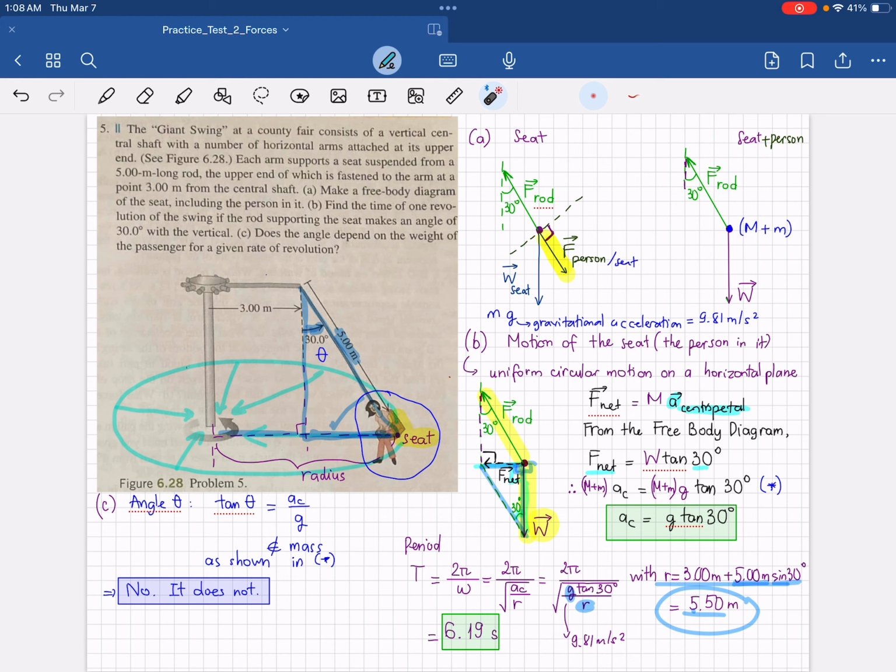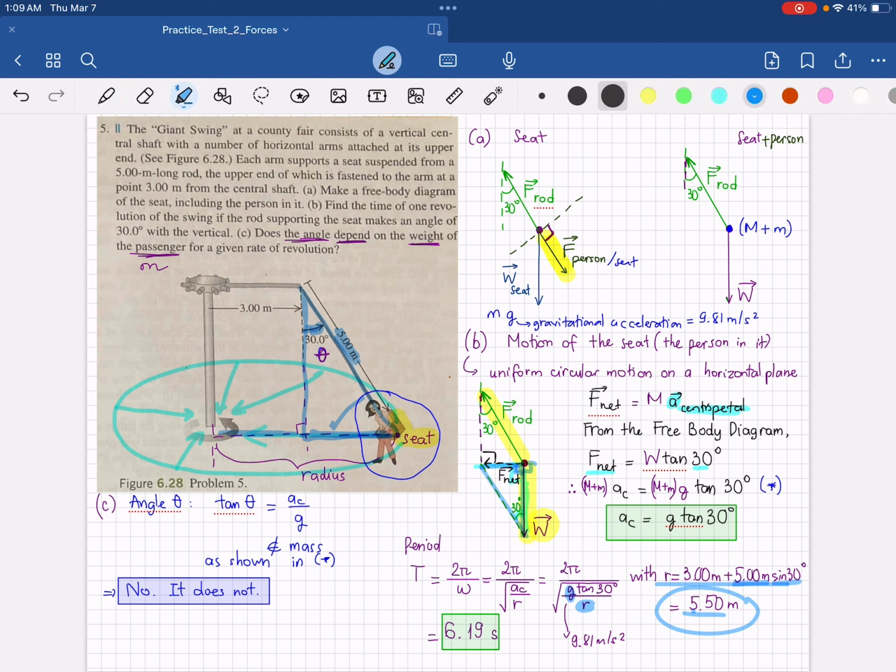Okay, last question. Does the angle depend on the weight of the passenger for a given rate of revolution? So basically, what do they ask? They just want to ask if the angle depends on the weight of the passenger, or the mass of the passenger. So can we get the answer? The angle that they ask about here is the theta angle here.